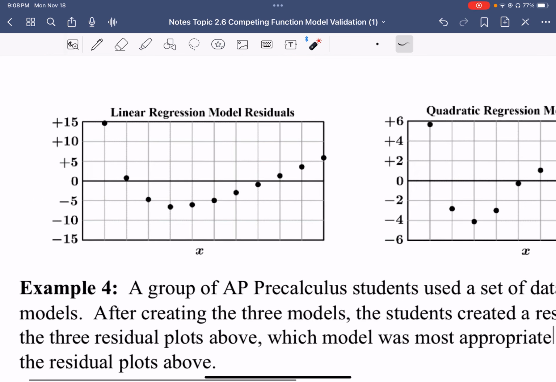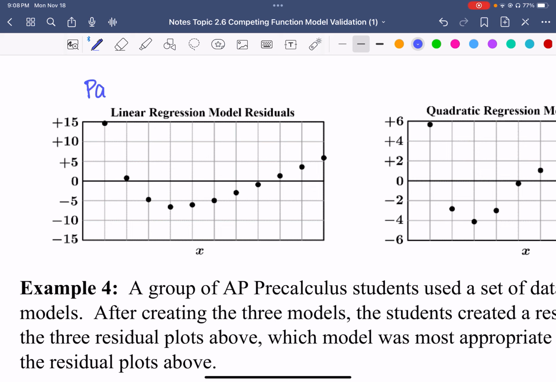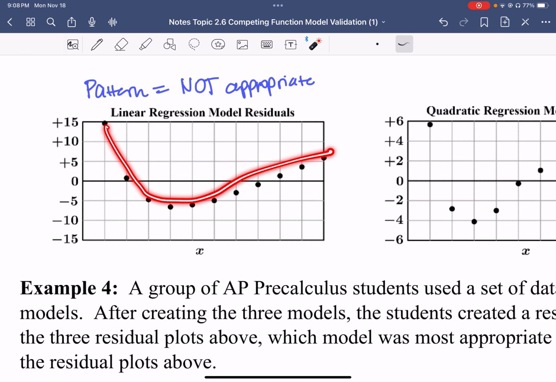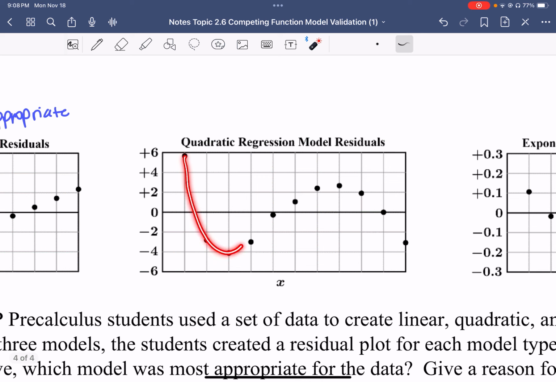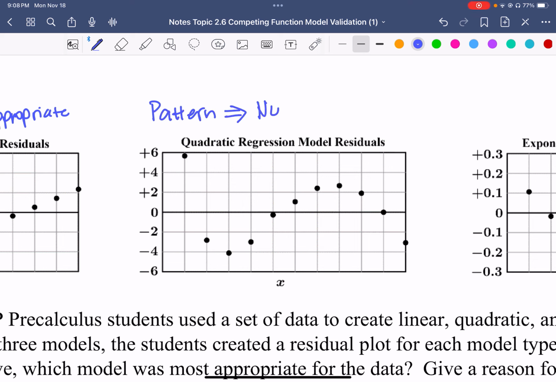Okay, so I'm looking at the linear, and I see it does kind of have a pattern because it looks like this. So this one has a pattern. That means that a linear model was not appropriate. When it looks more smooth, like a really smooth curve like this, that's going to be a pattern. The quadratic regression, again, I can see this smooth curve. So the quadratic residual plot shows a pattern, therefore a quadratic model is not appropriate.